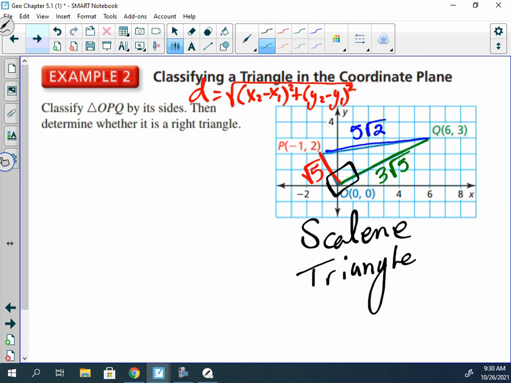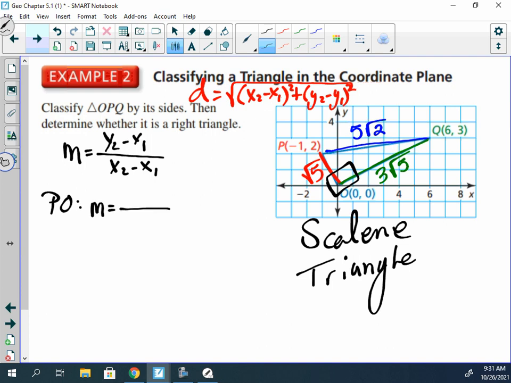So here, if I find the slope of PO and QO, and their slopes are opposite reciprocals, then it is going to be a right triangle because they would intersect at a right angle. So we can use the slope formula, y2 minus y1 over x2 minus x1. So we can call it PO.